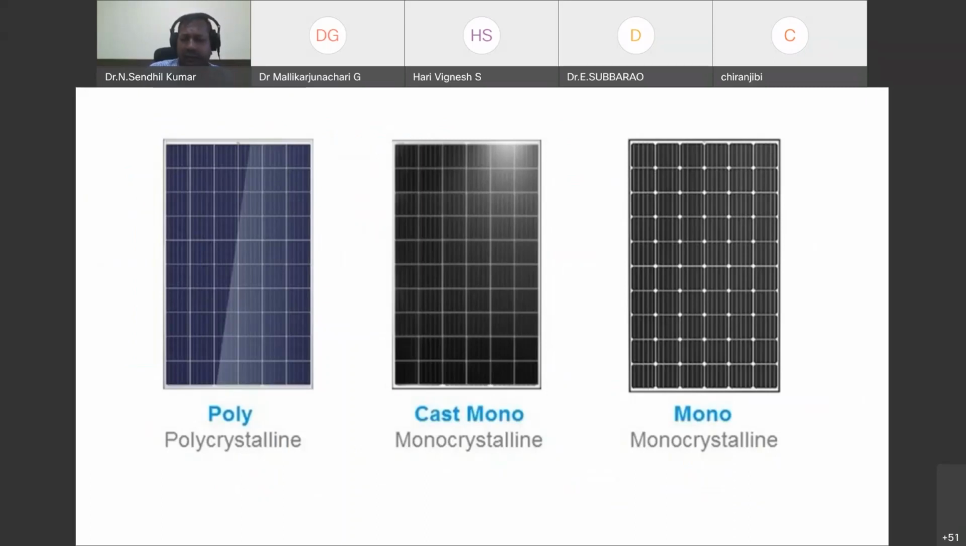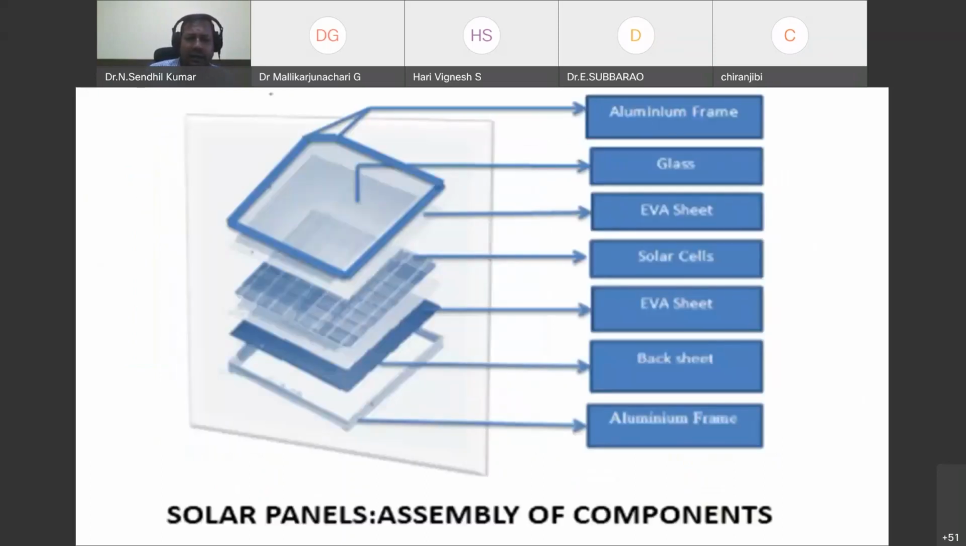These are the cell types normally used: monocrystalline, polycrystalline. Anyhow, this is additional information I'm giving. If you see the fabrication level, the panel consists of an aluminum frame, glass, and an ethyl vinyl acetate sheet, then the solar cells. After that, again an EVA sheet, then the back plate, and then the aluminum frame. So all these things are involved in the minute assembly part. If you are not doing it properly, it will ultimately affect the performance.